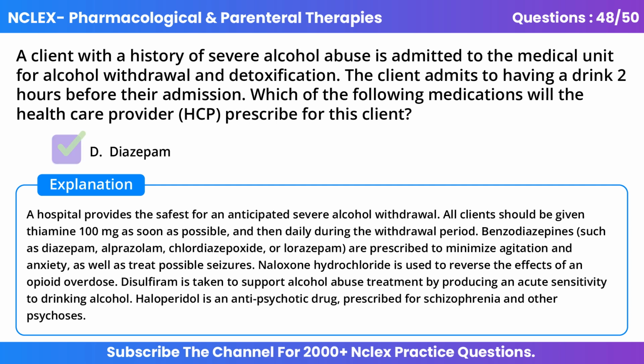Benzodiazepines, such as diazepam, alprazolam, chlordiazepoxide, or lorazepam, are prescribed to minimize agitation and anxiety, as well as treat possible seizures. Naloxone hydrochloride is used to reverse the effects of an opioid overdose. Disulfiram is taken to support alcohol abuse treatment by producing an acute sensitivity to drinking alcohol. Haloperidol is an antipsychotic drug, prescribed for schizophrenia and other psychoses.